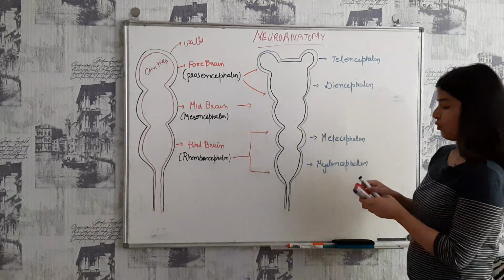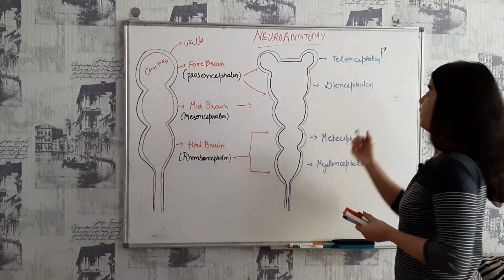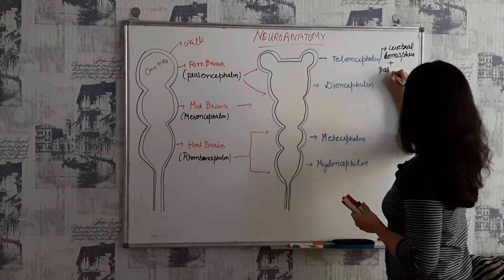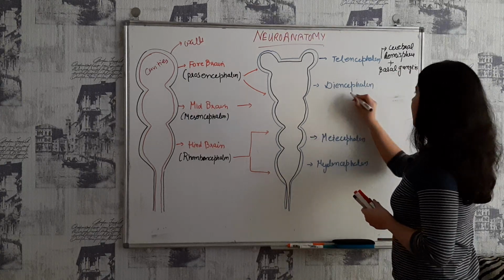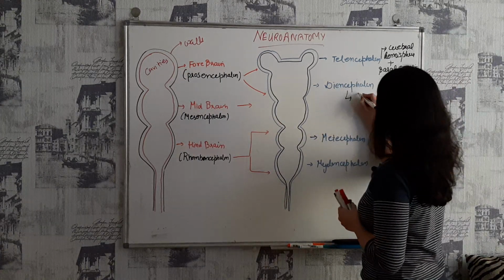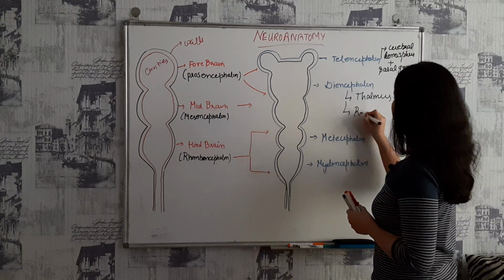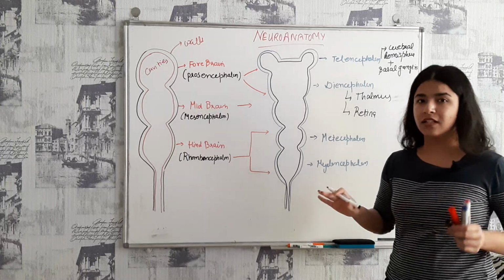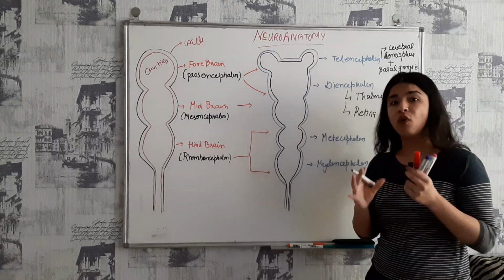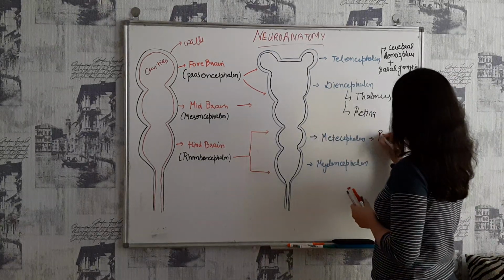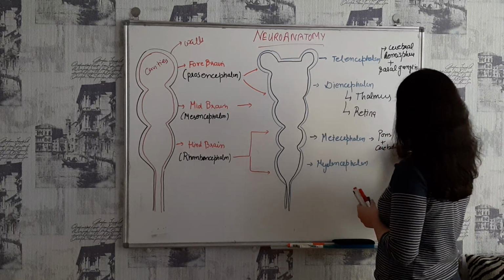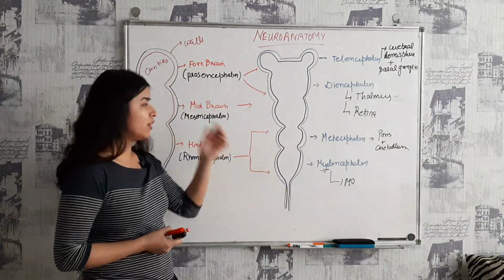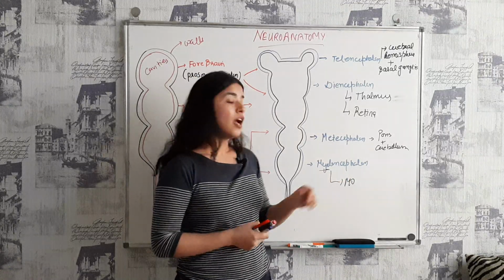So what walls are they going to form? The telencephalon will form the cerebral hemisphere plus the basal ganglia. The diencephalon will form the thalamus and the retina. As I told you, the midbrain will not form any wall of any structure because it is not dividing. The metencephalon will form the pons and the cerebellum. And myelin means soft, it will form the medulla oblongata. So basically, the hindbrain will give rise to the brainstem structures: the pons, cerebellum and the medulla oblongata.